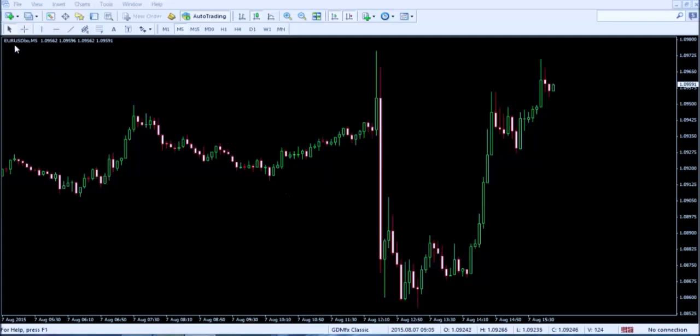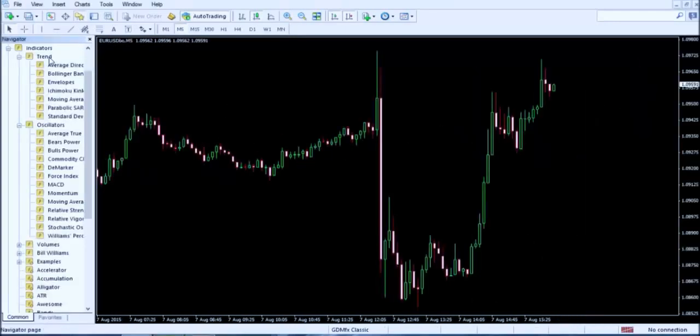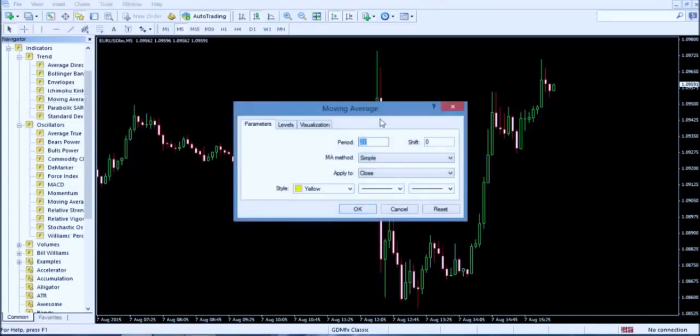As you can see, I have Euro USD loaded on a 5-minute chart. And the first thing that we need to do is to load the indicators. So we'll go to the navigator section. We'll go to trend and we'll double click on moving average. You can see that my period is set at 21. The moving average method is simple, and we apply to close, and I've made my color nice and bright yellow.